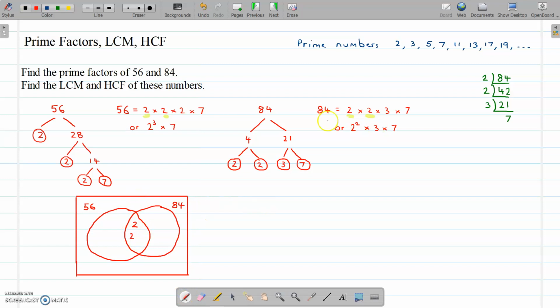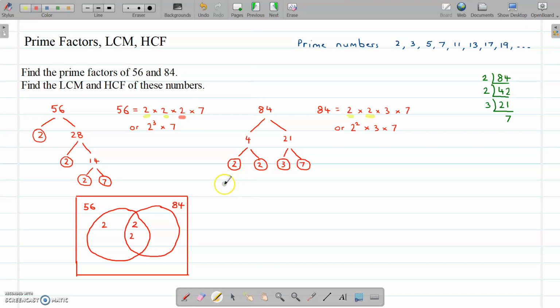Can I make another matching pair? No, because I've got a 2, but no 2 to match it with here. So that 2 ends up going on its own, just with the 56, but it doesn't belong in there with both the 84 and the 56. So I've now taken care of that one. I'll just change colour now to show you that that's been used up.